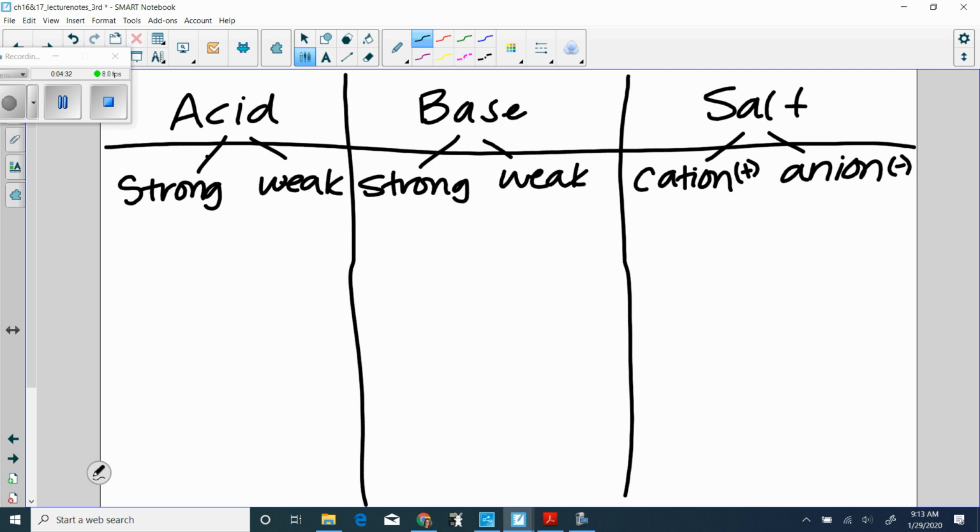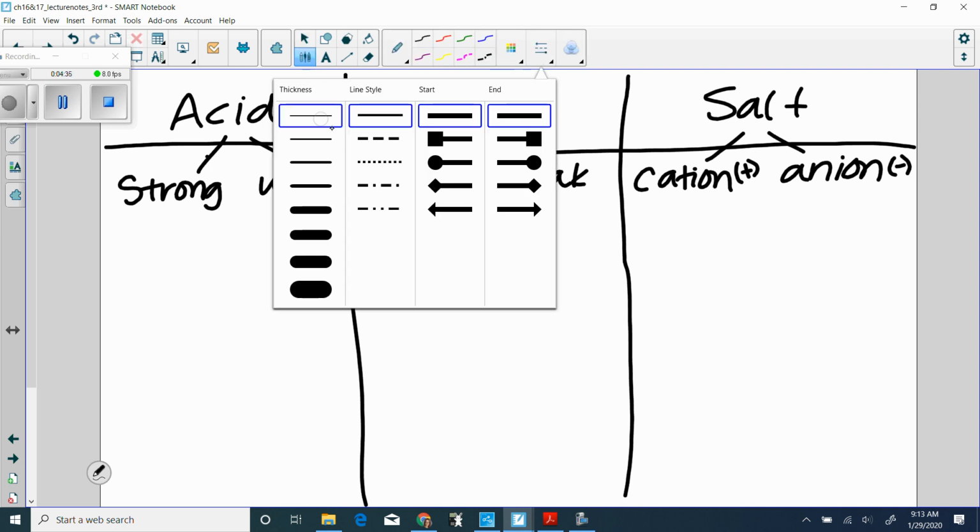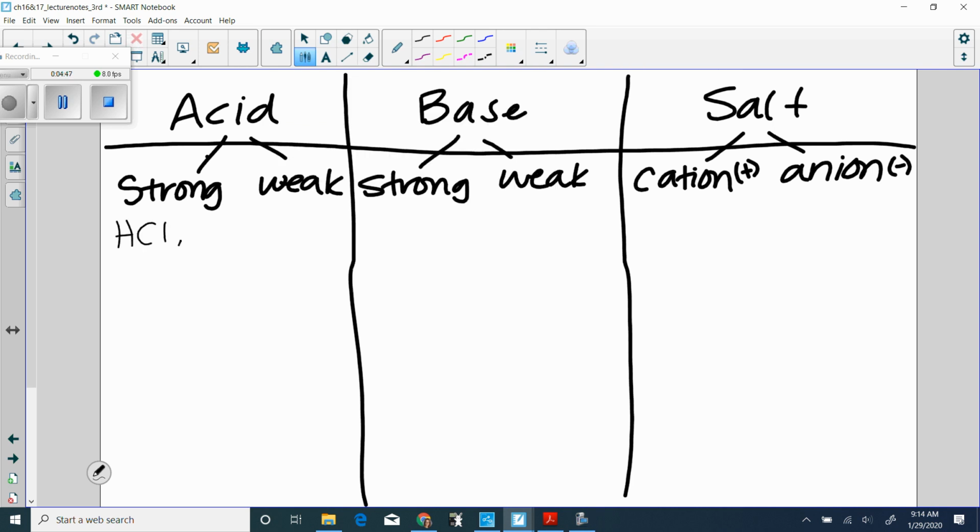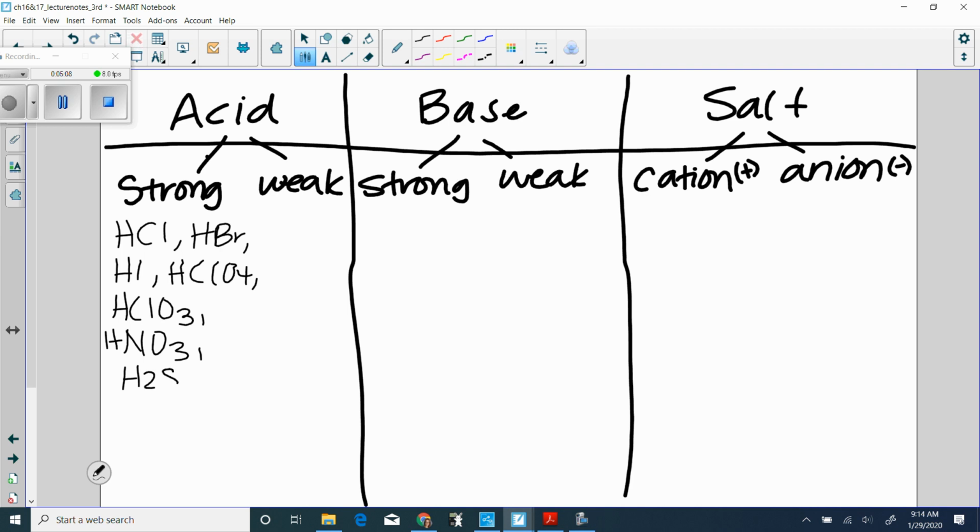Okay, strong acids. How do I know it's a strong acid? It starts here at chlorine. Sometimes you think HF. It starts with HF. It does not. It starts at chlorine. So HCl, HBr, HI. Then we have our chlorics and perchlorics, HClO4, HClO3. We have nitric, HNO3. And lastly, we do sulfuric, H2SO4.